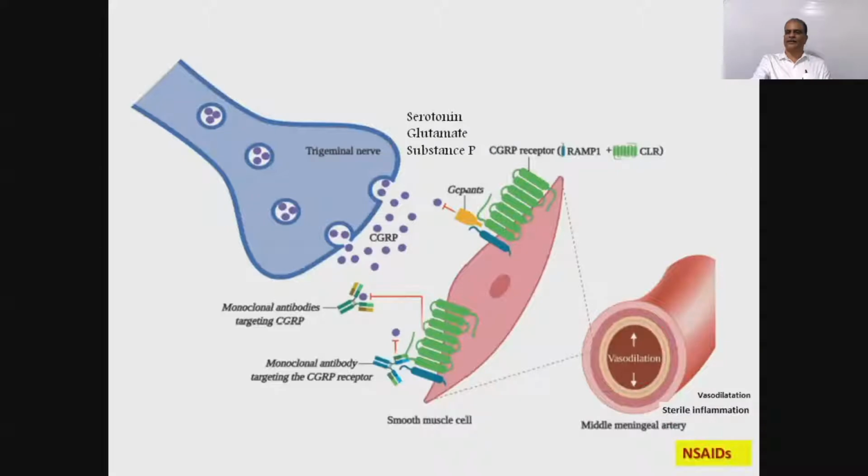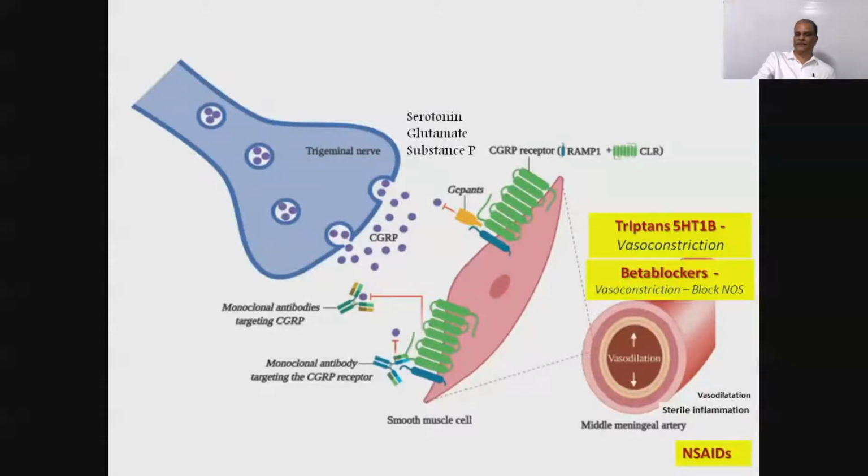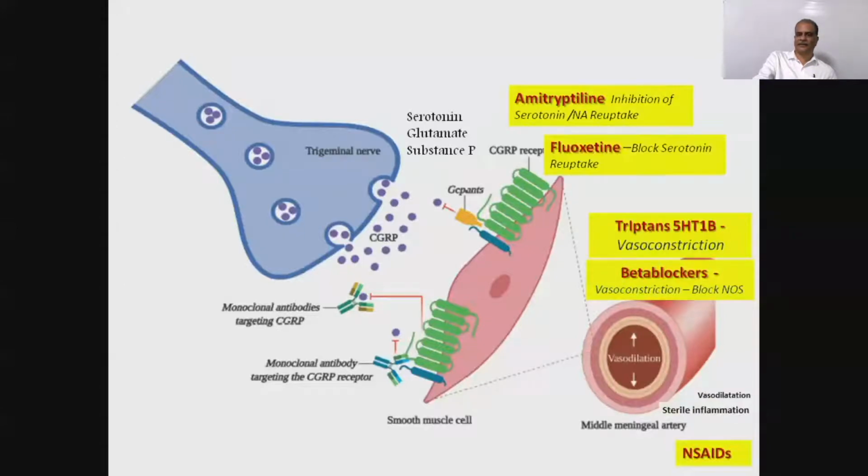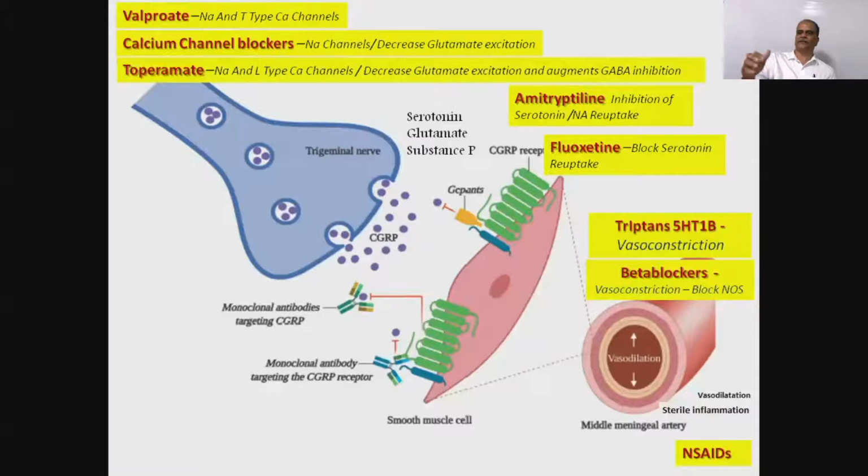The most common agents we use are NSAIDs, which work downstream to reduce your sterile inflammation. Then you can prevent vasodilatation by giving beta blockers or 5-HT1B triptans. You can give amitriptyline and fluoxetine, which block the serotonin reuptake. Upstream targets are usually the anticonvulsants, sodium valproate, and other calcium channel blockers like flunarizine or topiramate, which act through the sodium and calcium channels and decrease the glutamate excitation.